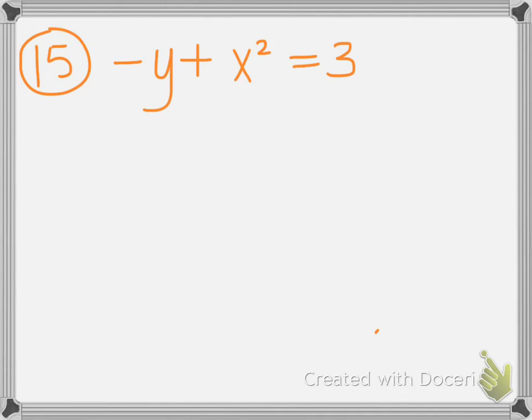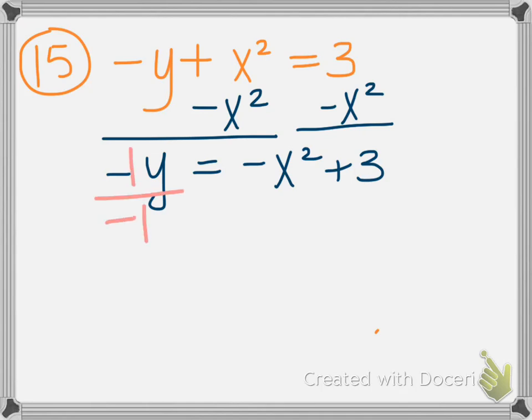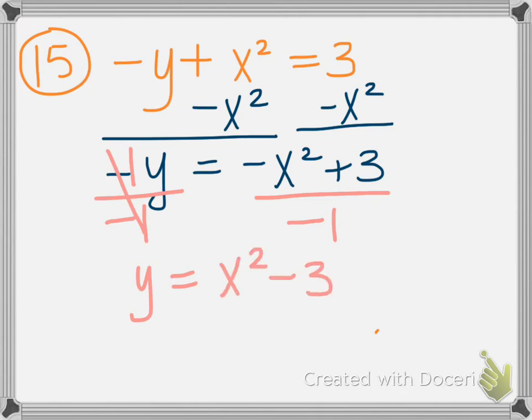Now in this problem, we have to get the unsquared variable alone first. So I've got to subtract x squared from both sides, and that gives me negative y equals negative x squared plus 3. And then, to finish getting the y alone, I've got to divide both sides by negative 1, because remember, this is a coefficient of negative 1. So I get y equals positive x squared minus 3.